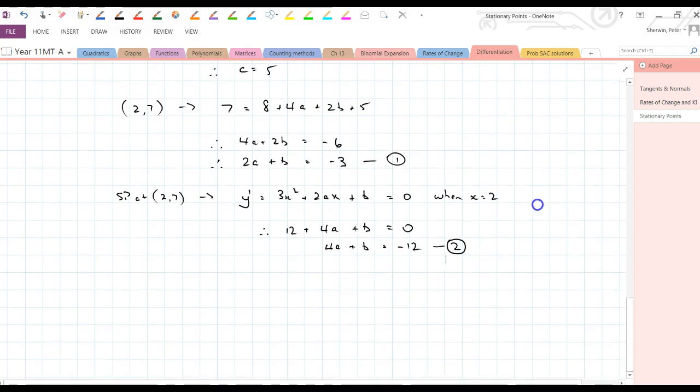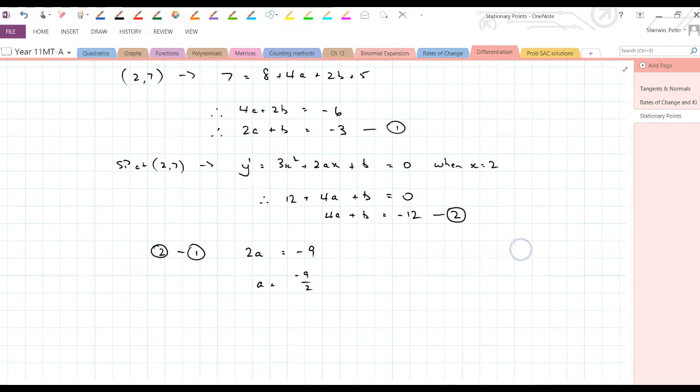Now let's put 1 and 2 together and solve simultaneously. I think what we might be able to do is take 2 and subtract 1. So I'm going to take equation 2, subtract equation 1. The reason I'm doing that is I can see I've got a b here and a b here, so if I subtract, my b's are going to go. 4a minus 2a is 2a. b minus b, gone. Minus 12 minus 3 equals minus 9. So a is equal to minus 9 over 2.